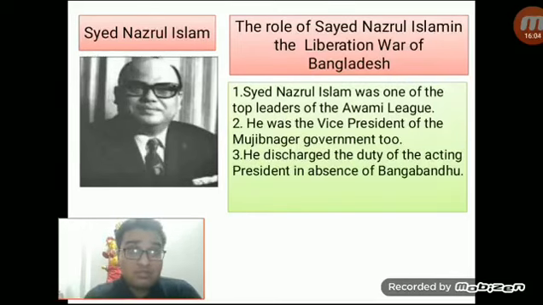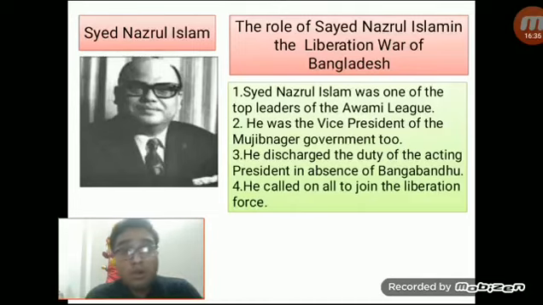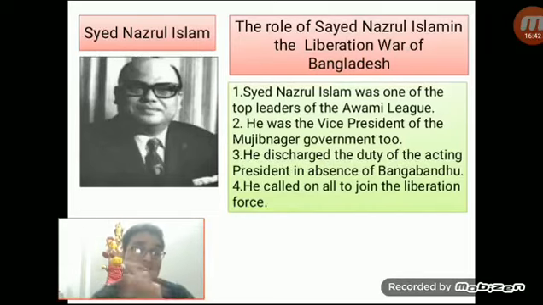He discharged the duty of the acting president in the absence of Bangabandhu, and we know Bangabandhu was arrested on 25th March in 1971. So in the absence of Bangabandhu Sheikh Mujibur Rahman, Syed Nazrul Islam had to act as the acting president of the Mujibnagar government. He called on all to join the liberation force. So this is a very easy line to understand.